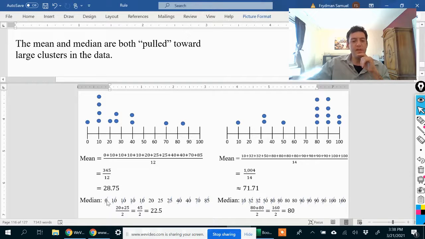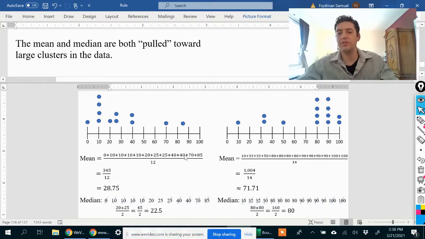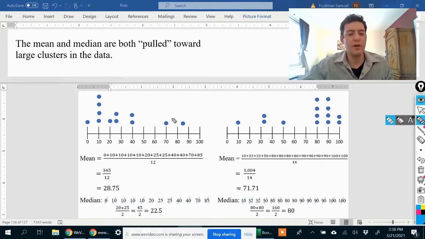And then calculating the median, putting the numbers in order from least to greatest, then going left, right, until we get to the middle. Since there are 12 numbers, an even number of numbers, we have 2 middle numbers over here. So then we have to add those middle numbers up and divide by 2, and we get 22.5, okay? So I calculated the mean and the median for this data set over here, and I also calculated the mean and the median for this data set. And let's go ahead and draw lines to where those are.